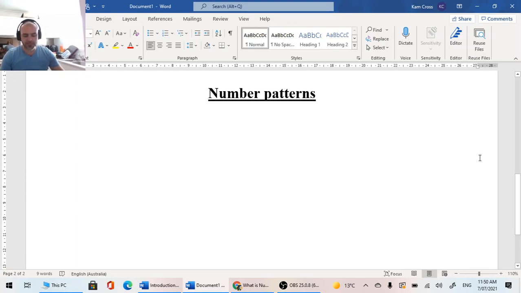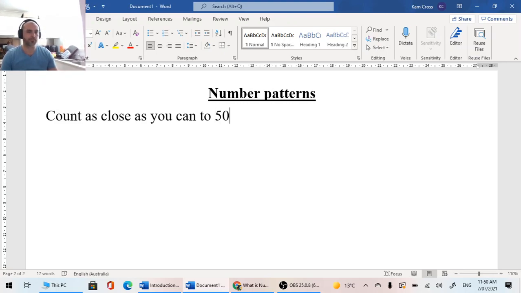Here we're going to work on some number patterns. What I want you guys to do is to count as close as you can to the number 50. We're not going to go up by 1, 2, 3, 4. I know that you all can do that. But in your workbooks, we're going to practice counting by twos. We're going to practice counting by threes.